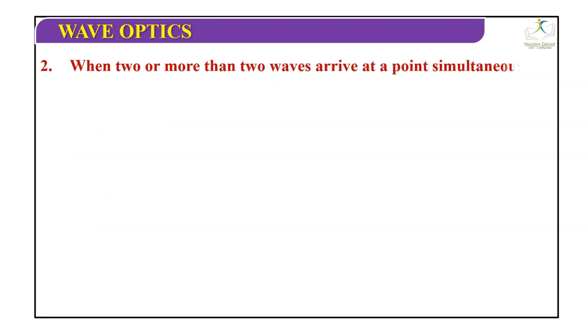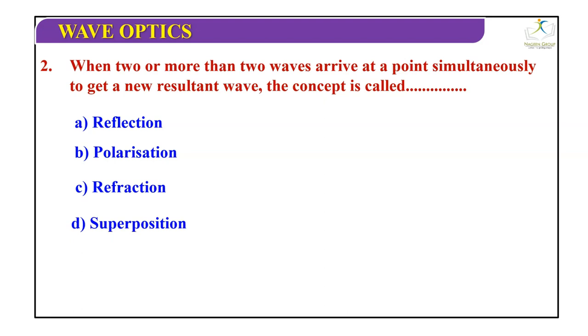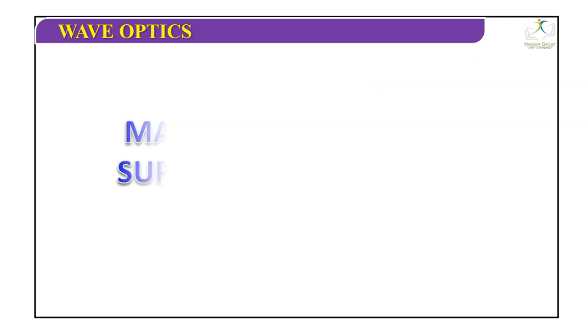Next question we have: when two or more than two waves arrive at a point simultaneously to get a new resultant wave, the concept is called reflection, polarization, refraction or superposition. Students, I hope you remember that superposition is nothing but the relation between two waves. We are just adding two waves in the form of a different phase and in the form of the same phase, and we are just seeing the relation. For that, this phenomenon is called superposition. So when two or more than two waves arrive simultaneously to get a new resultant wave, the concept is called superposition.